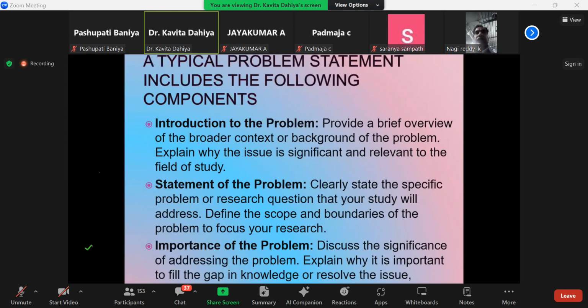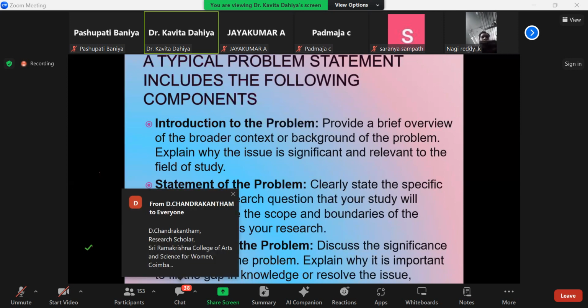The problem statement includes the following components. It needs to introduce the problem itself and provide a brief overview of the broader context and background of the problem. It needs to explain why this issue is significant and relevant to the field of study. Also, the statement of the problem needs to be clear: state the specific problem or research question that your study will address, and define the scope and boundaries of the problem to focus your research.